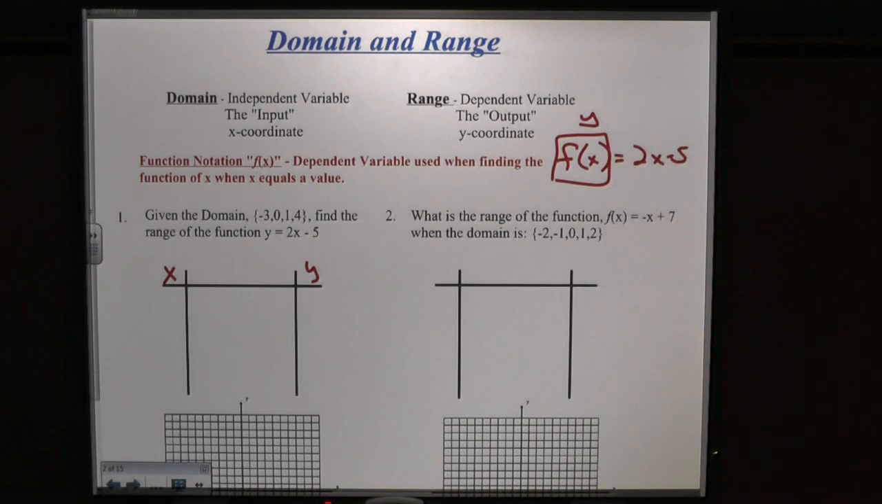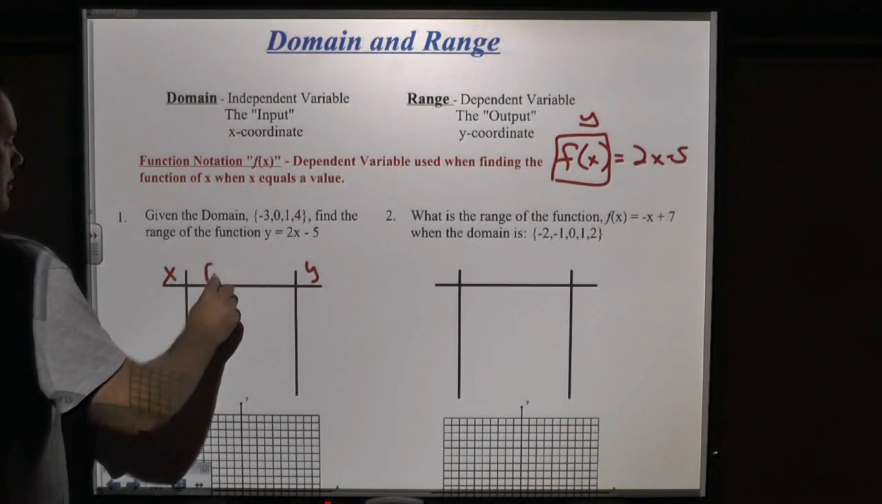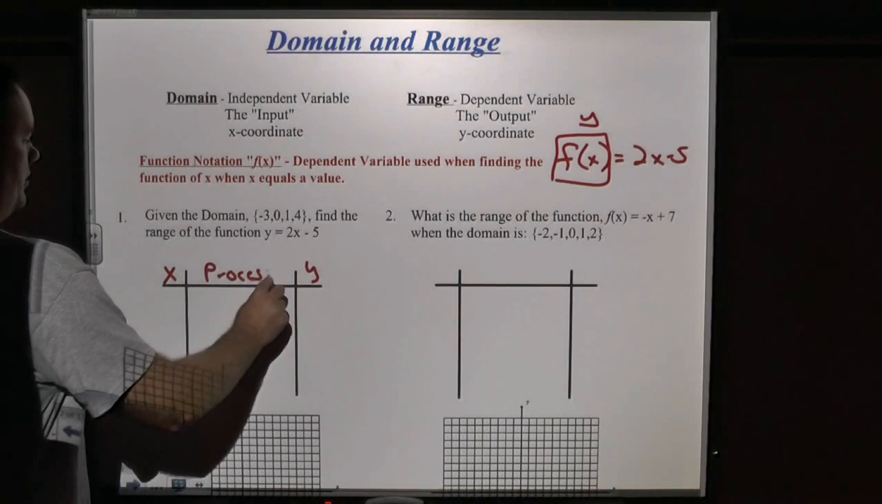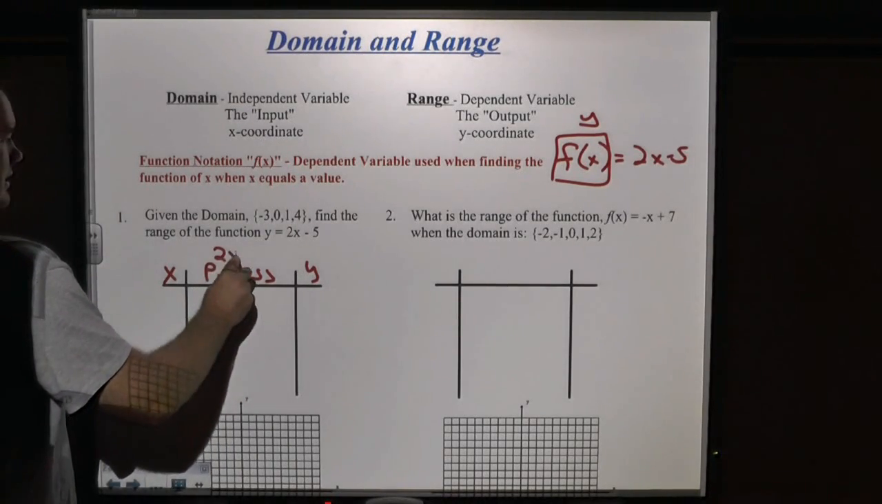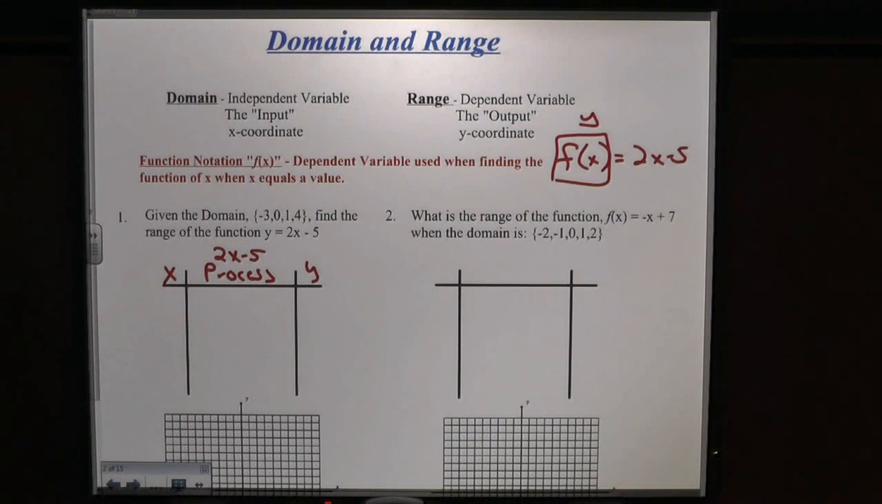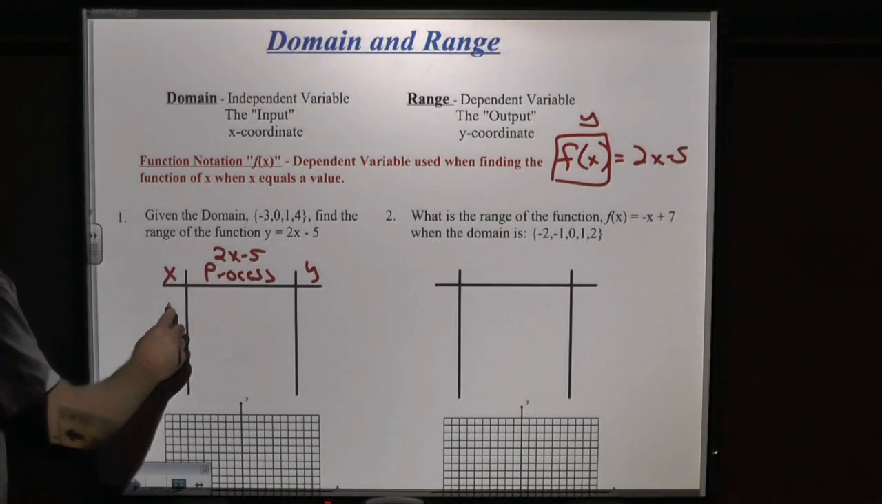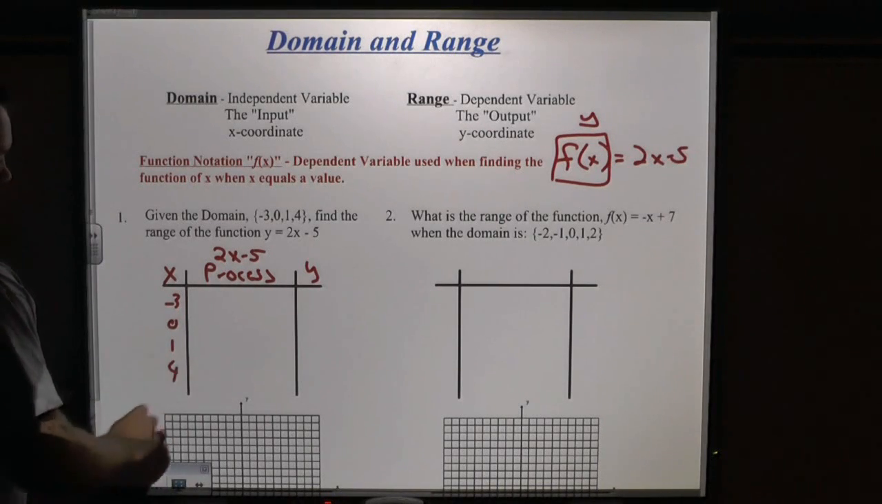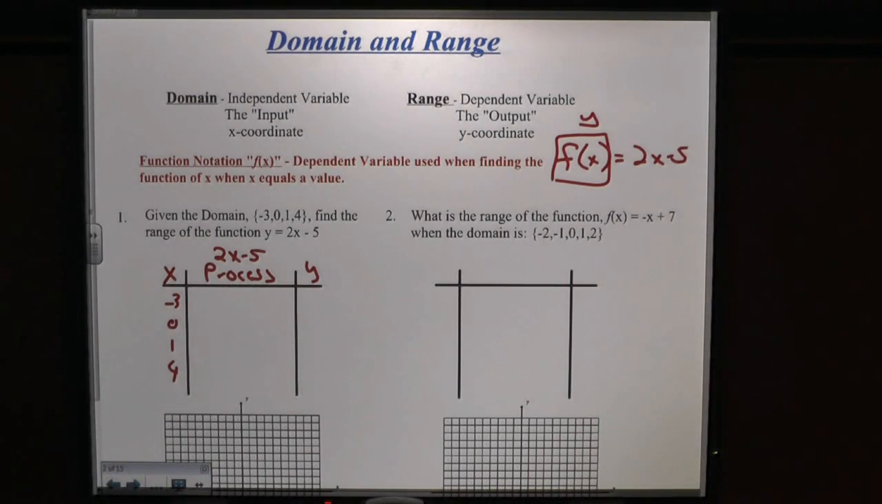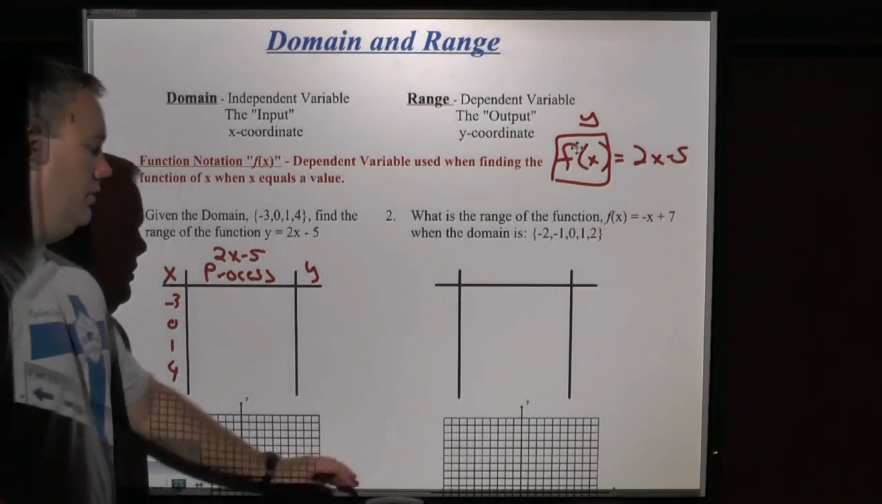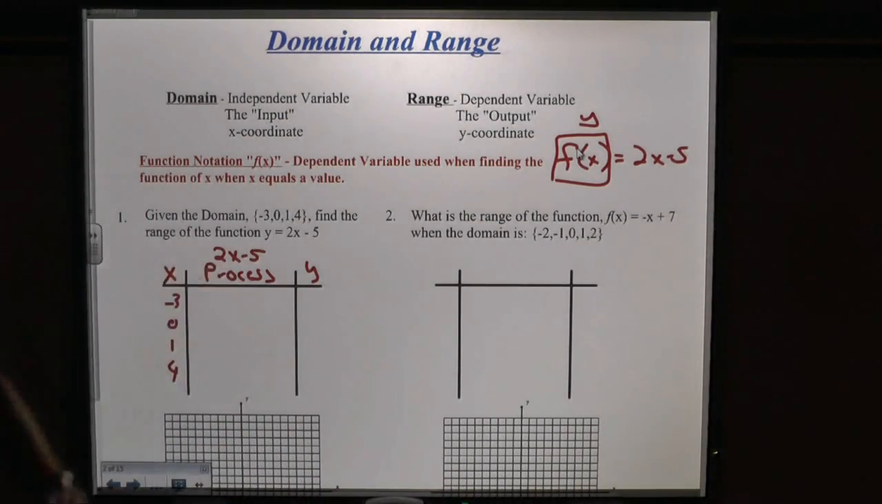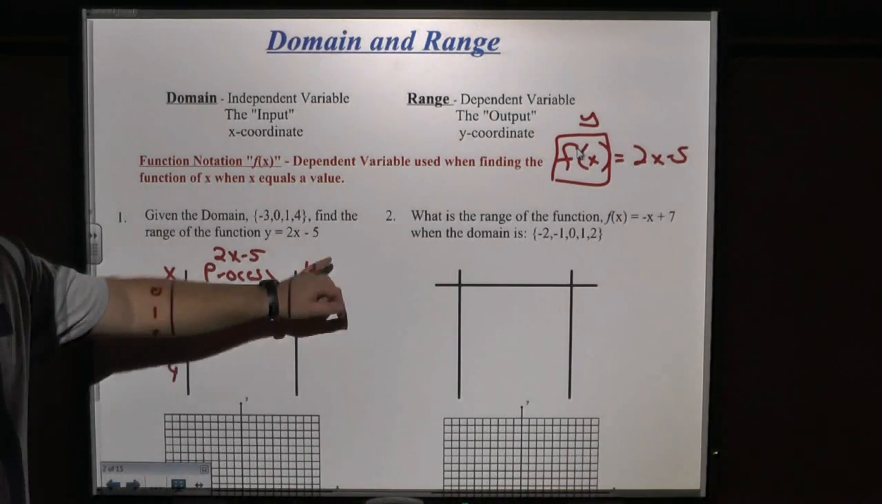The middle part, you've known as a process column. Essentially, it's the function, in this case 2x minus 5. It's what you're actually doing to get that dependent variable. You take the domain, -3, 0, 1, and 4, and put it in under x from least to greatest. Then we use that input, the domain, and put it into the function, 2x minus 5, to get our output, the range, which is y.